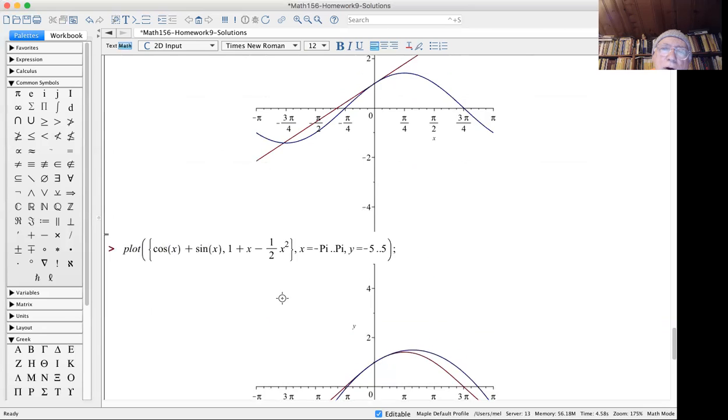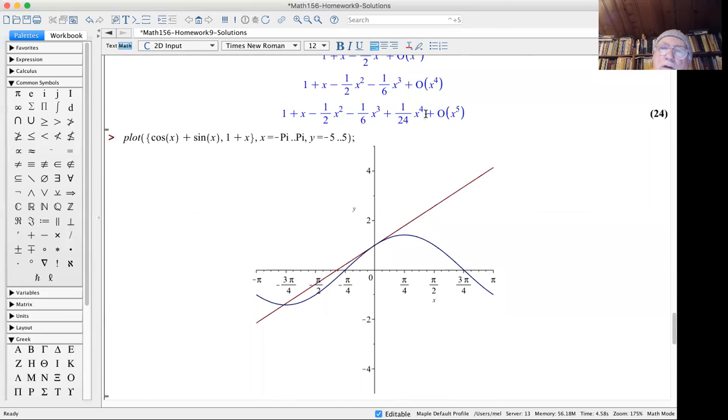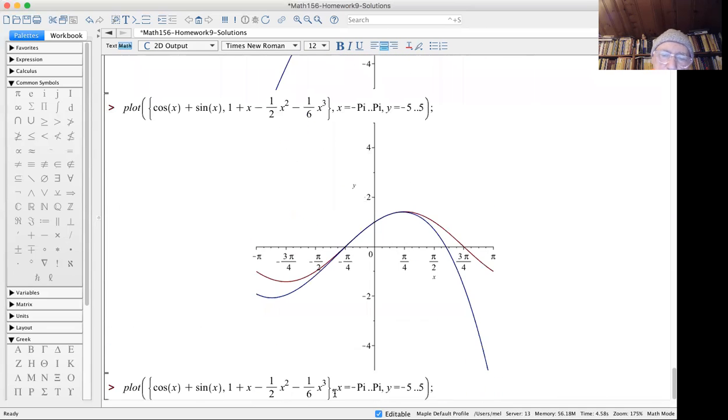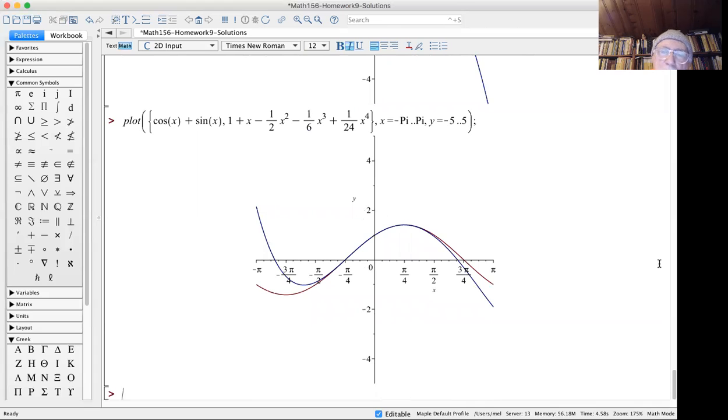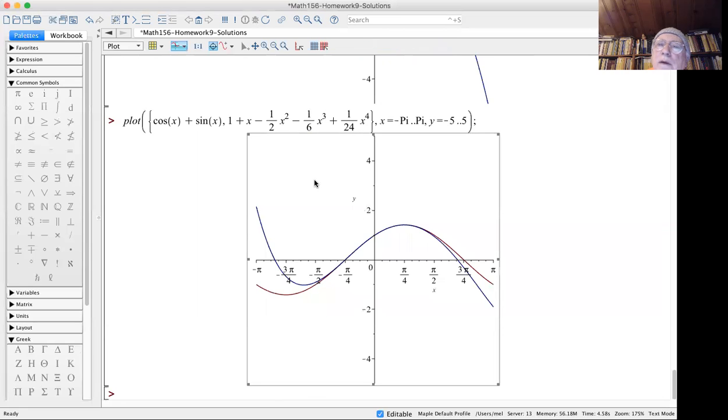And finally, for the 4th degree polynomial, here it is. Ooh, now look at that. It's only a polynomial of degree 4, but you get this fantastically good fit between, let's say, minus pi over 4 and plus pi over 4. That's what it is. Okay. So that is homework 9 on the Taylor polynomial.